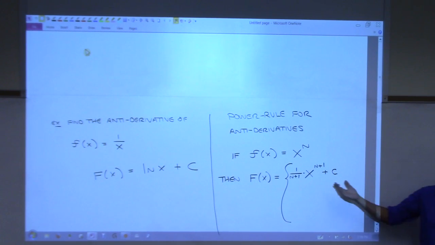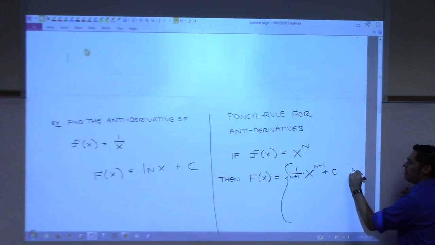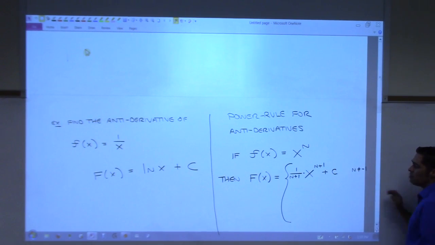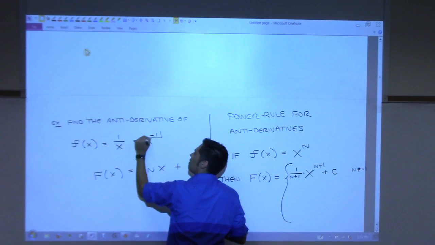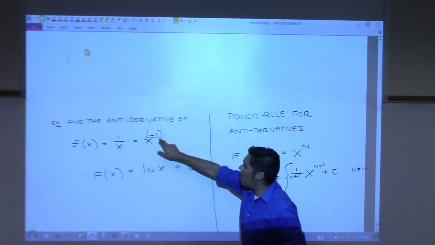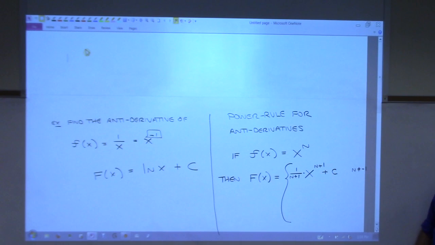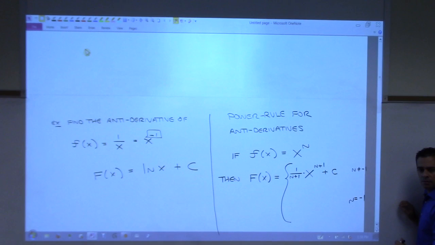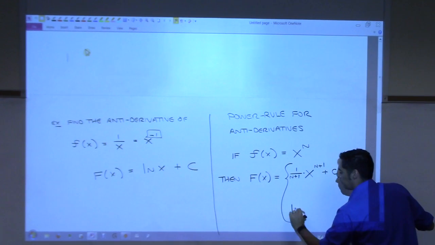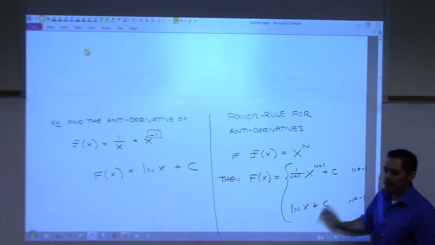Do y'all see that that's all this is, what we've been doing the whole time. This is true if n is not equal to negative 1. So as long as the power is not negative 1, like this one right here. See how the power is negative 1 there? If the power is not negative 1, we will use the formula. If the power is negative 1, then what? What's the answer? ln x plus c. This is the general power rule for antiderivatives.